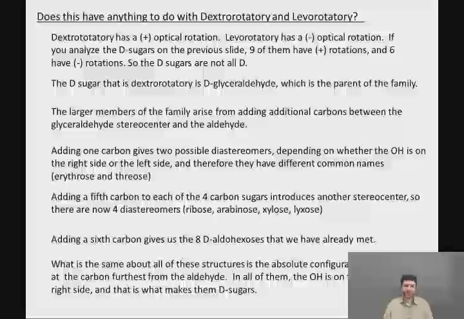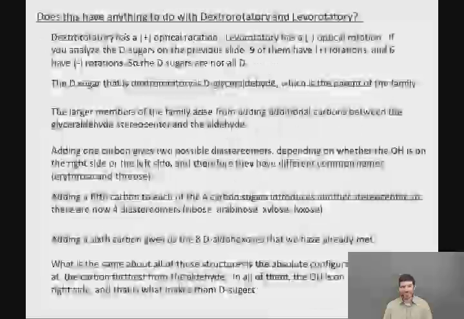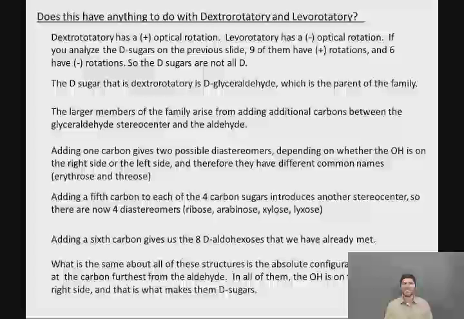Okay, so now if we add a 5th carbon above the 4th carbon, that introduces another stereocenter. So now there are 4 diastereomers, and that's how with 5 carbons we have ribose, arabinose, xylose, and lysose. And then finally, adding a 6th carbon gives us the 8 D-aldohexoses that we have already met in a previous lesson.